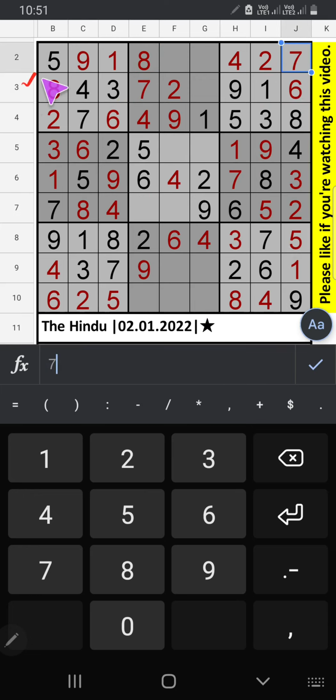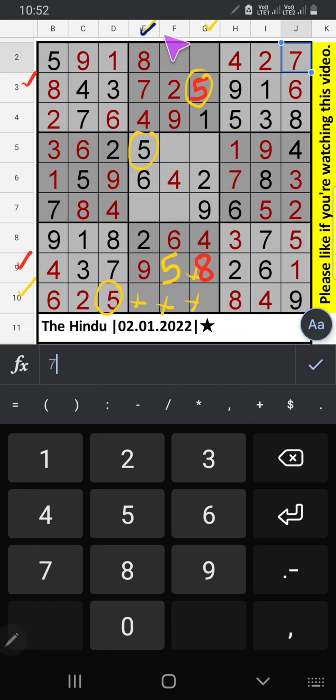In the 3rd row, only 1 number is remaining, number 5. 5 is confirmed here. Column E, column G, we have 5. So 5 can't come in these cells. In the 10th row, we have 5. 5 can't come in this cell. 5 is confirmed here. In the 9th row, only 1 number is remaining, number 8. 8 is confirmed here.